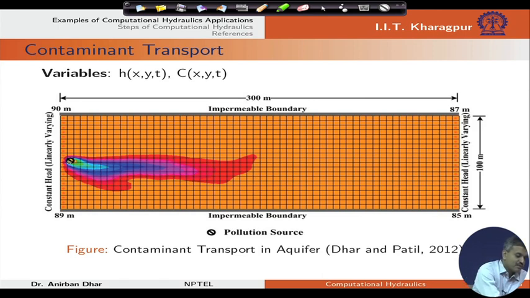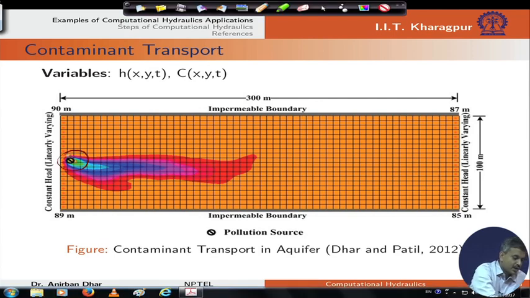If you have some injection point at this location, where we are injecting some water or pollutant into this system, due to hydraulic head it is moving rightward. So with time we can find out what the concentration level is within the aquifer system.